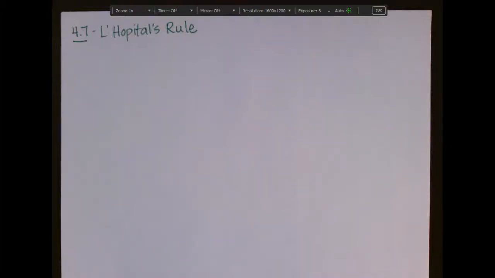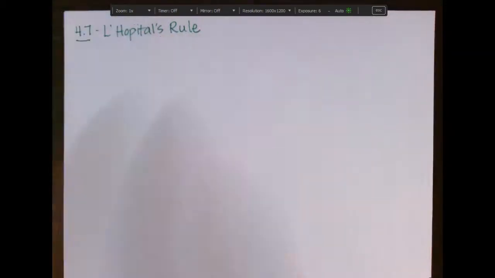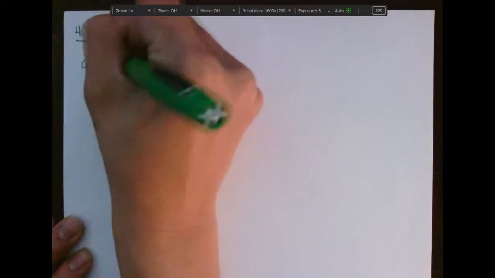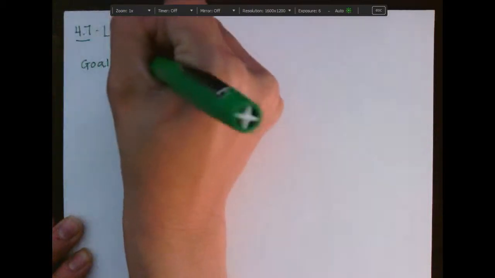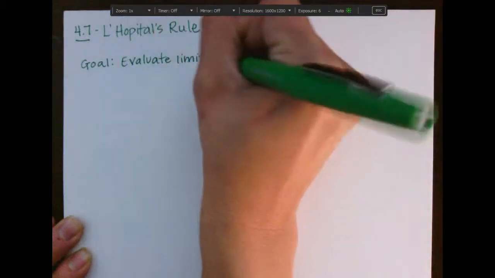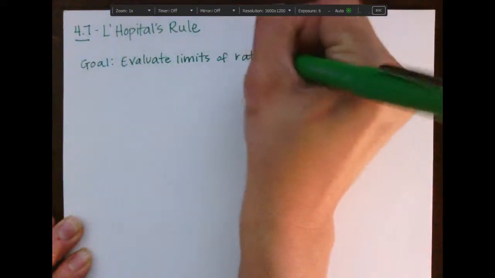In this video, I'll introduce section 4.7, which is all about L'Hopital's rule. It is a French name, named after the person who determined that this rule actually works, and it's a helpful shortcut. Again, his name is L'Hopital. What we're going to be trying to do in this section is to evaluate limits, and specifically, limits of rational functions.